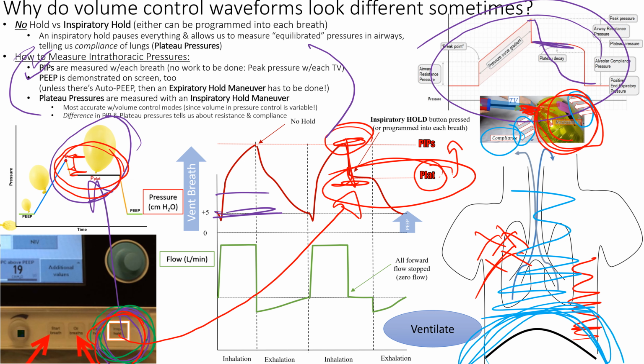Okay, so these waveforms here, usually you're going to see just the purple waveform here, but you can hit the inspiratory hold button to be able to look at the plateau pressure and see, is it an upper airway problem?